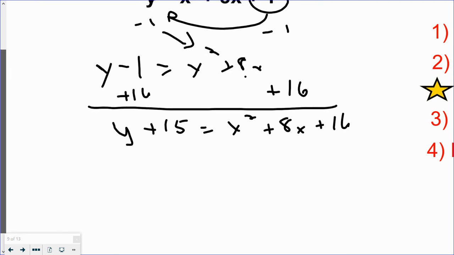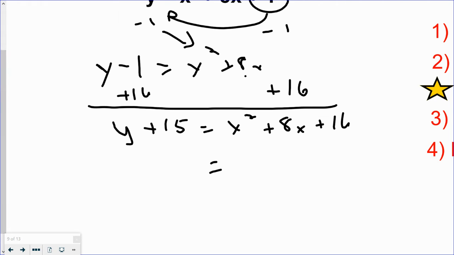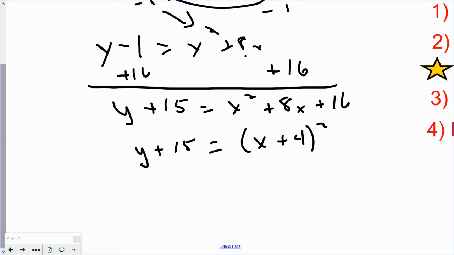All right, so there I am. I'm doing good. This is what I want. Now, I chose this number so I could factor this. That means on the right-hand side, this factors as x plus 4 squared. The left-hand side stays the same. Now I need to move this 15 to the other side, so let's subtract it from both sides.